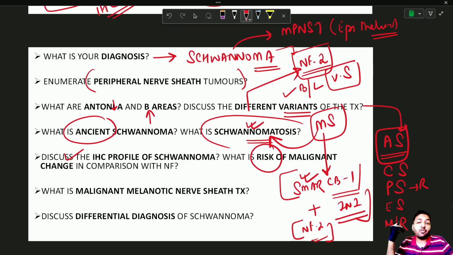Now one very important point that we have to keep in mind is that previously there was a type of schwannoma called melanotic schwannoma. But right now we are not using this term. In fact, a new term has been coined, malignant melanotic nerve sheath tumor. The term schwannoma sounds benign, but the nature of melanotic schwannoma wasn't benign. It was quite aggressive in comparison with schwannomas. So that is why WHO has now coined a new term for melanotic schwannoma, which is malignant melanotic nerve sheath tumor.